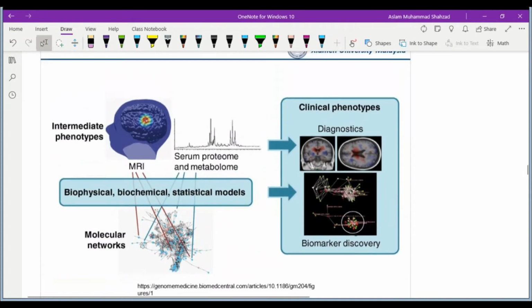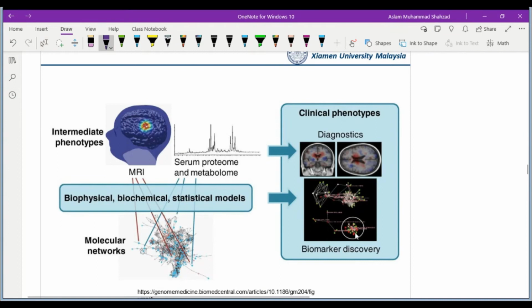So what research is now going on, and how is it going on at an advanced scale? For example, if we know the different characteristics like biophysical or biochemical characteristics, along with statistical modeling, we can use these parameters to identify through diagnostic techniques, for example diagnosing using MRI, and then using analytical methods like LCMS, which is known as liquid chromatography mass spectrometry, or proteomic analysis.